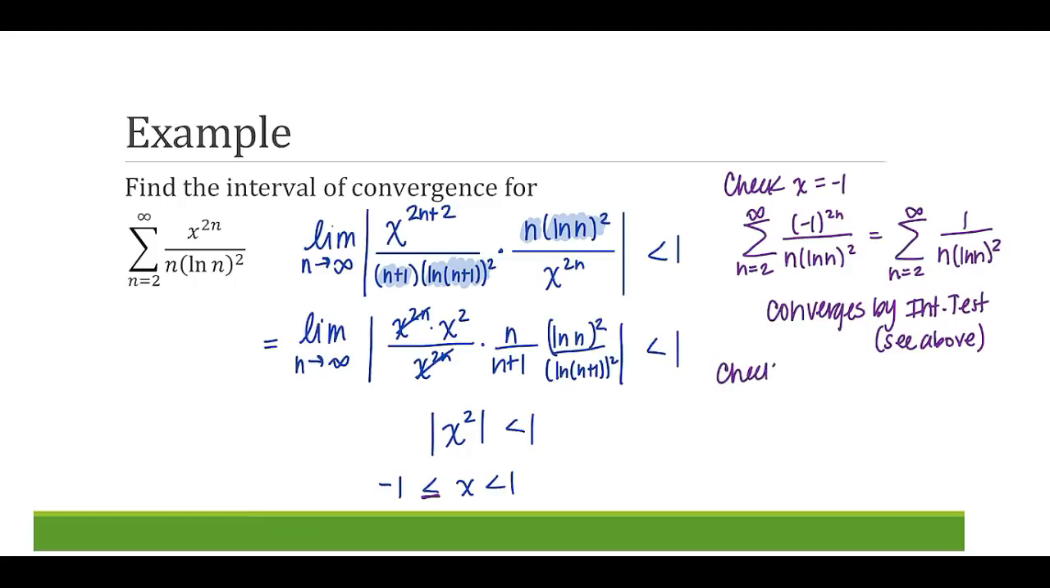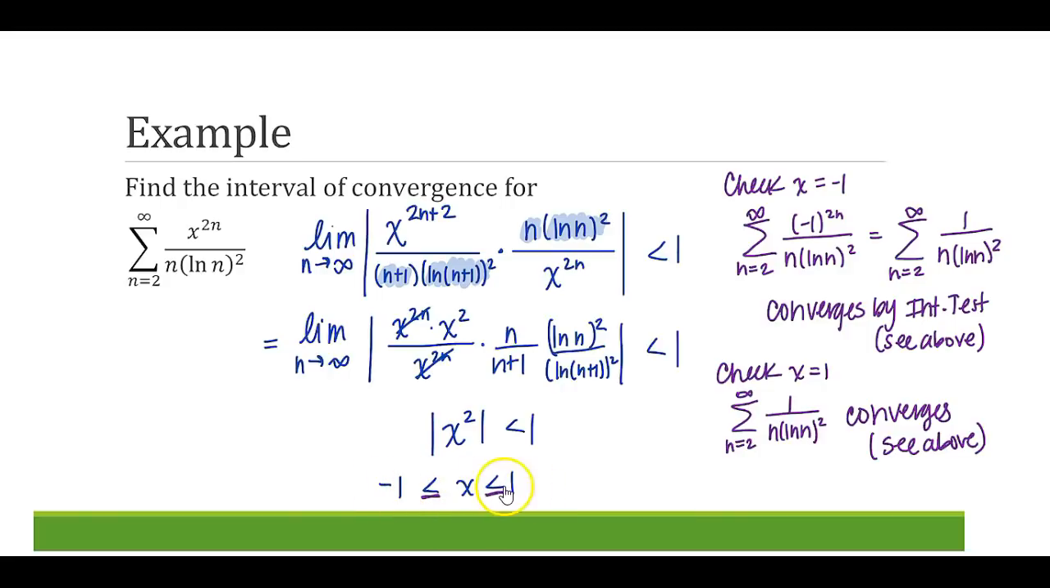And if we check what happens at x equals +1, well, the same thing is going to happen because it's the same exact series. If I plug in a 1 right here into this x, 1 to the anything, in this case it's just going to be 1. So we're going to have the sum of n equals 2 to infinity of, again, 1 over n natural log n squared. And again, we already know this converges, C above, by the integral test. So that means that now I can also put a less than or equal to sign next to 1.